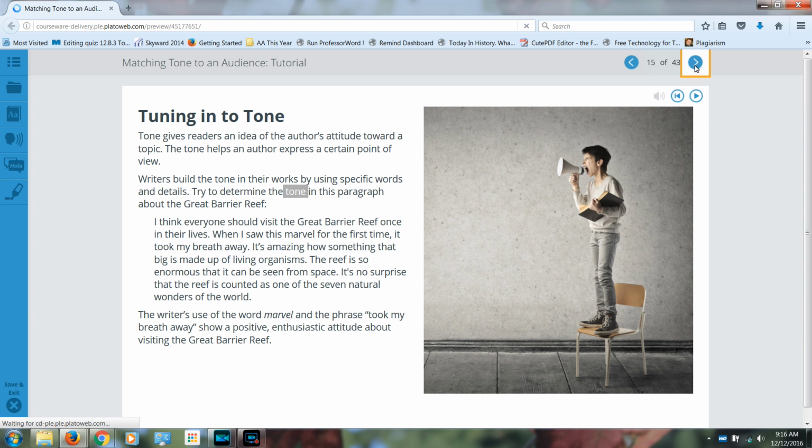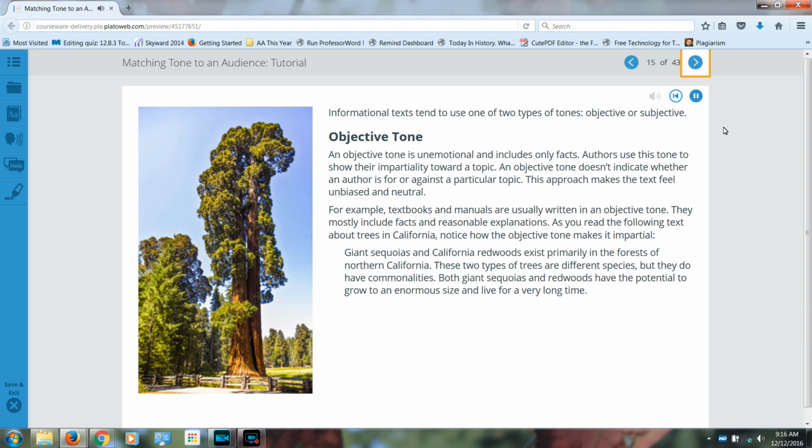As we look into an objective tone, informational texts tend to use one of two types of tones. Sorry about the volume, I keep moving around there, guys. There are two types of tone, objective and subjective. Objective uses only facts. It's very dry, unemotional. It's like, hello, this is the news. So you don't get a real idea whether the person is for it or against it. With subjective, you know if the person's for or against it.